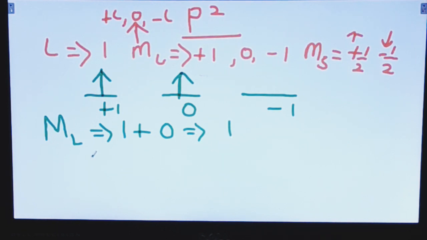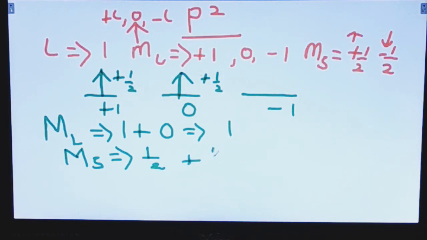Then we determine the total spin angular momentum. The total spin angular momentum is determined by summing up the spin quantum number of each electron. We have 2 electrons. This electron is spinning upwards, so the spin quantum number is +half. This is also spinning upwards, so +half. So +half, +half, we have a total of 1.